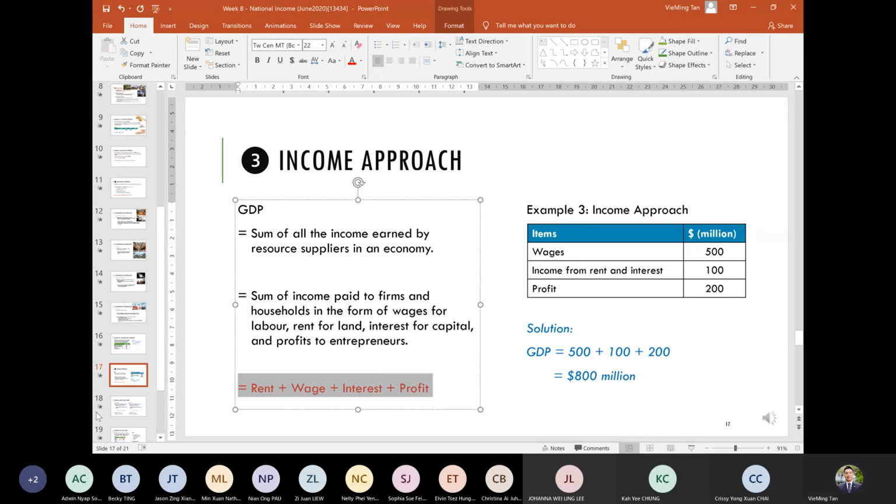In short, today we learned 3 types of approaches to calculate the GDP, or national income, which are the output approach, followed by the expenditure approach, followed by the income approach. According to the 2-sector circular model, it's assumed that no matter which approach you use, you'll get the same GDP value.